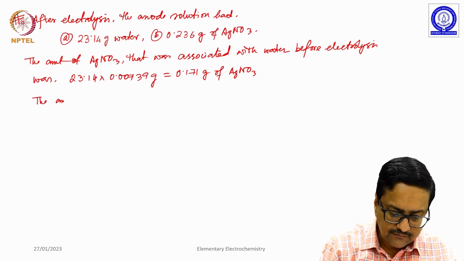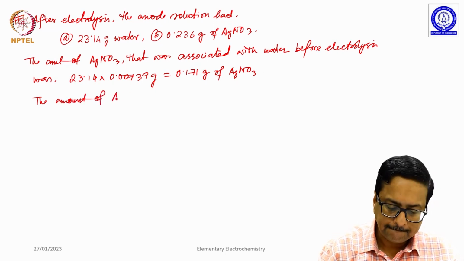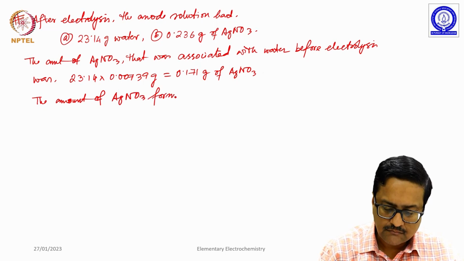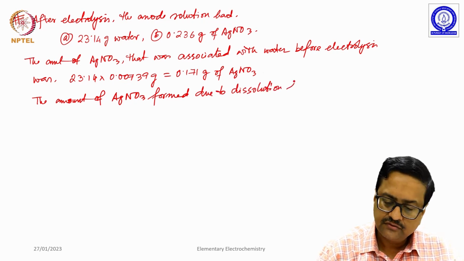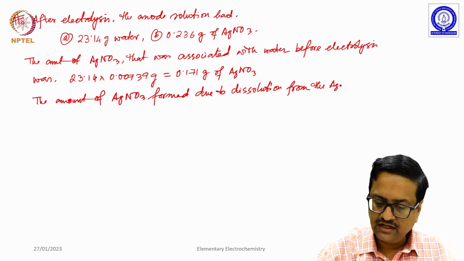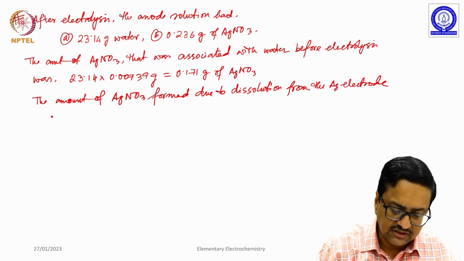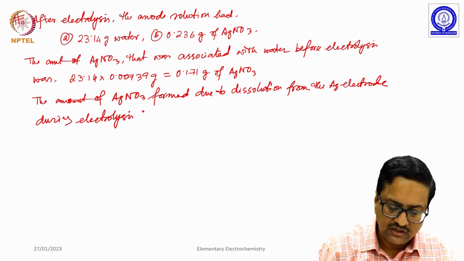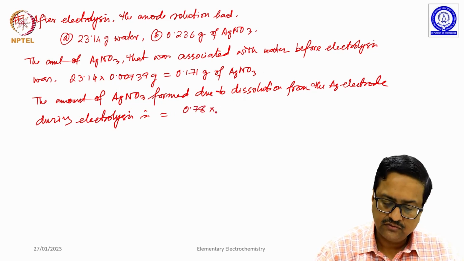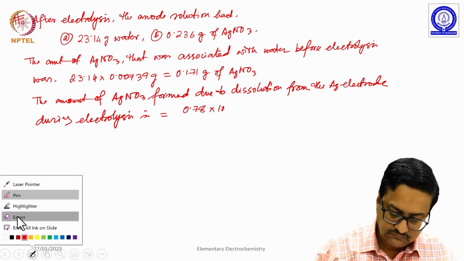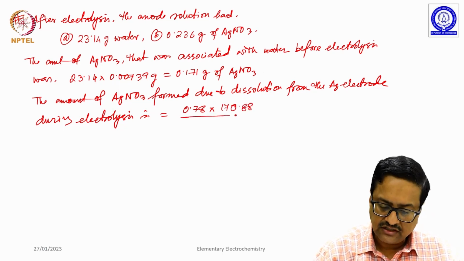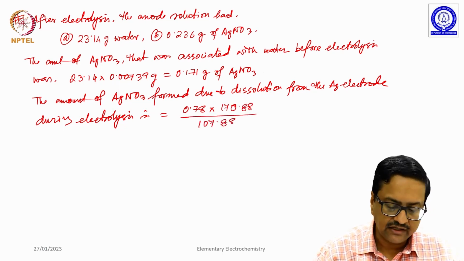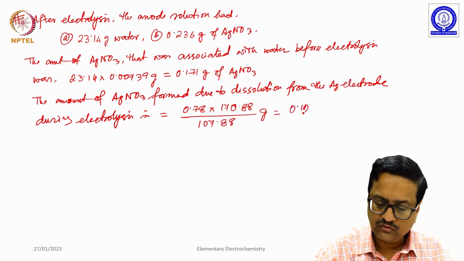Now, the amount of AgNO3 formed due to dissolution from the Ag electrode during electrolysis is equal to 0.78 into 170.88 divided by 107.88 gram, or simply equal to 0.122 gram.